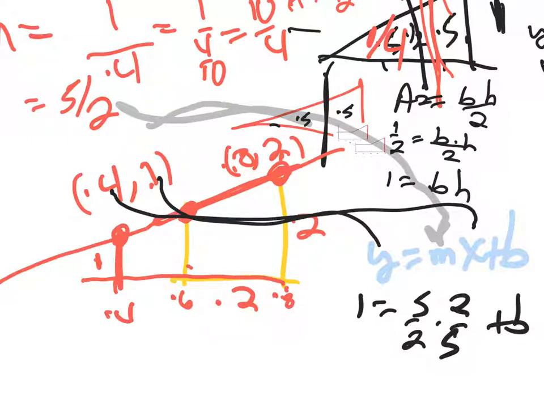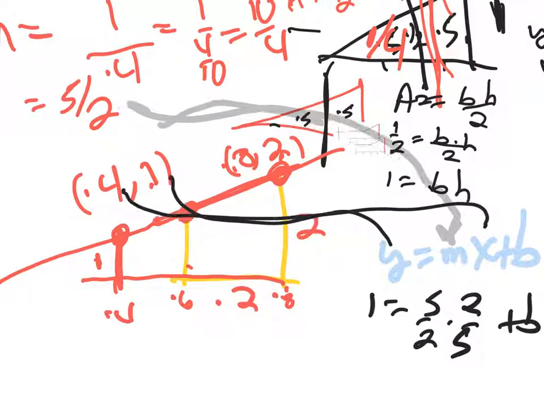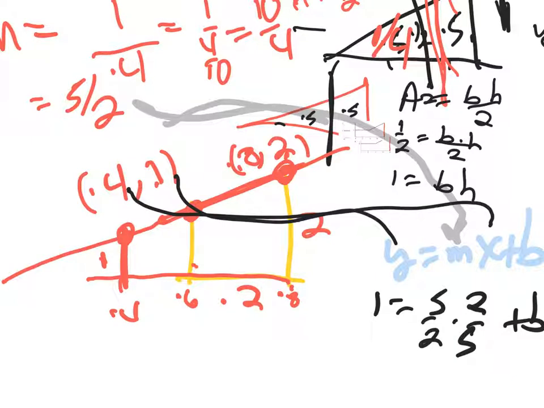And I'm almost done. What's 5/2 times 2/5? It's 10/10, which is 1. So 0 equals b. So it is 0. So I can go back to my picture here, and the y-intercept was 0. So the equation is y equals 5/2 x.